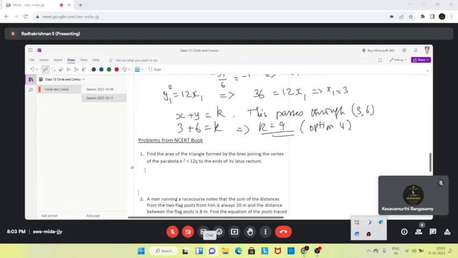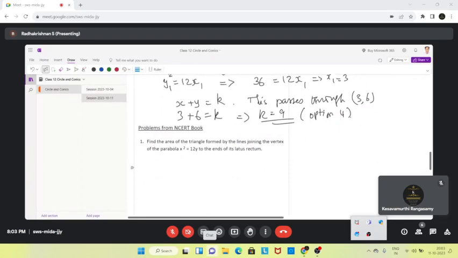Now I'm looking at some problems from your NCERT book. This is one of the problems. Find the area of the triangle formed by the lines joining the vertex of the parabola x square equal to 12y to the ends of its latus rectum. So how does x square equal to 12y look? Let me draw it on the side. x square equal to 12y will be like this.